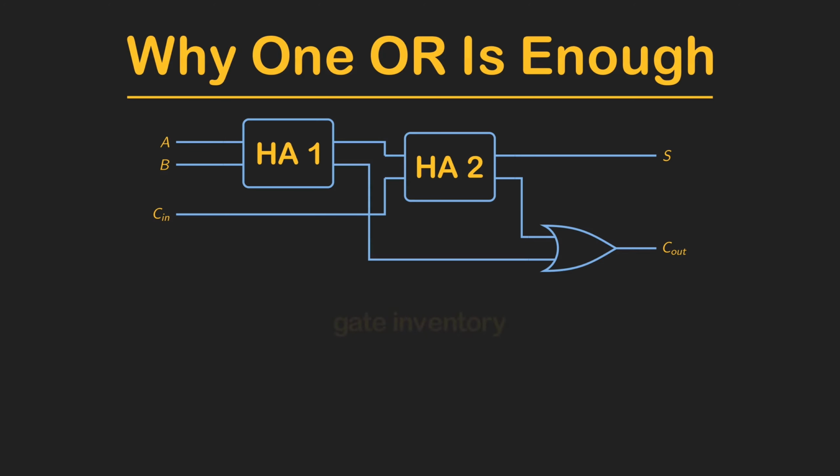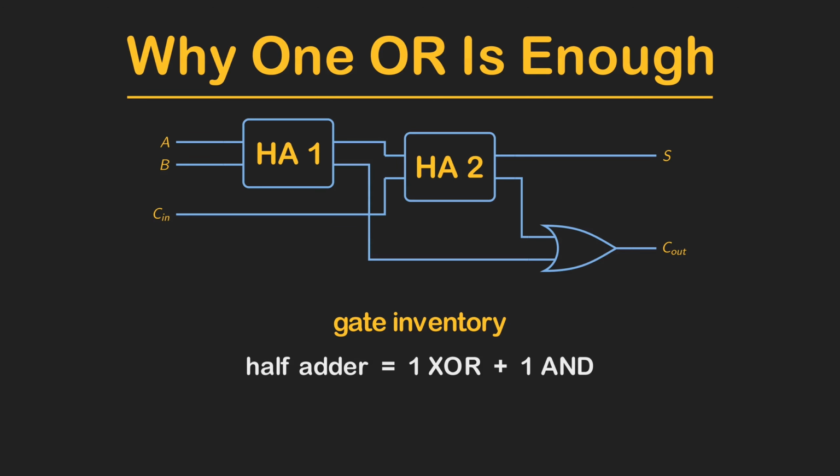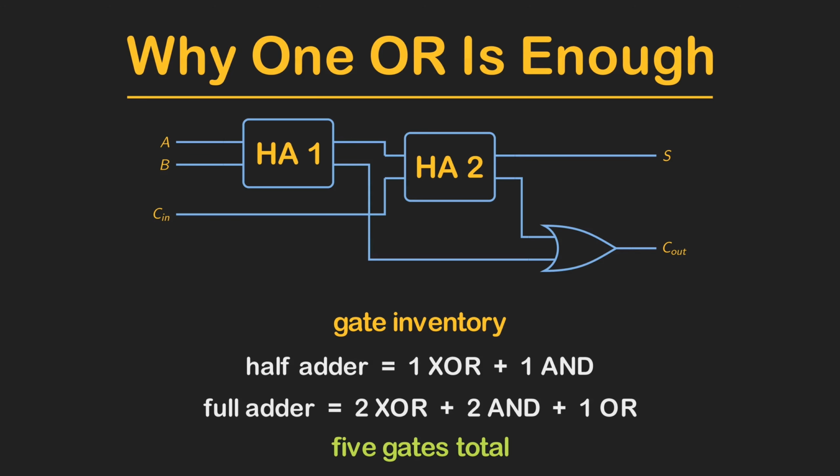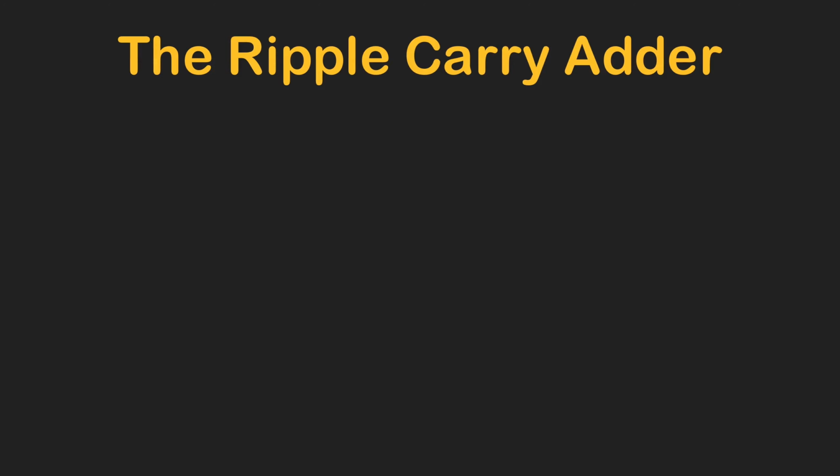Quick inventory, because exams count gates. A half adder: 1 XOR, 1 AND. This full adder: 2 XORs, 2 ANDs, 1 OR. 5 gates total. So the entire build boils down to this. Half adder on A and B, half adder on the partial sum and carry in. Carries merged by a single OR, legal because the 2 carries can never fire together. So one column is completely solved.